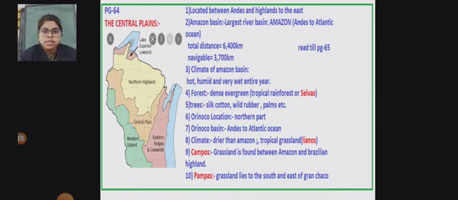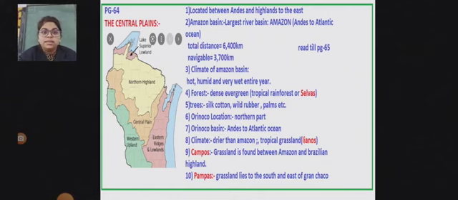Now here comes the question, what is so important about the central plain? Is it just a landform in South America? No. It is important because it has the Amazon basin. Yes, the Amazon basin is the largest river basin, and at the same time it covers a huge area also. Amazon basin lies from the Andes and extends till the Atlantic Ocean.